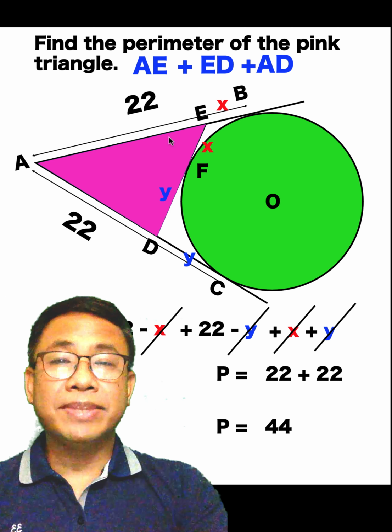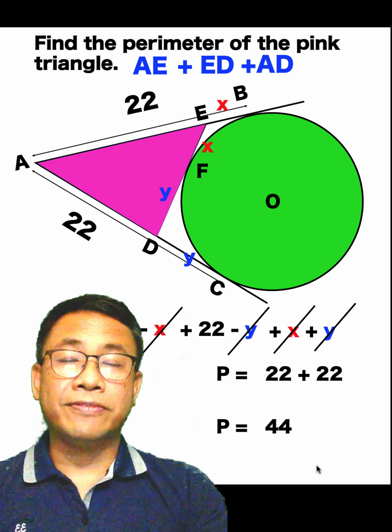The perimeter of this pink triangle is 44 units, and this is now our final answer.